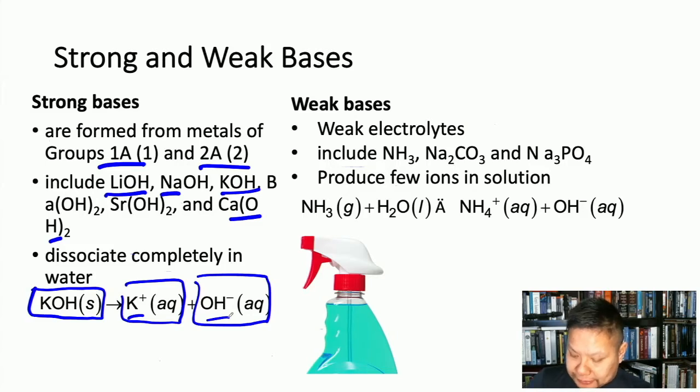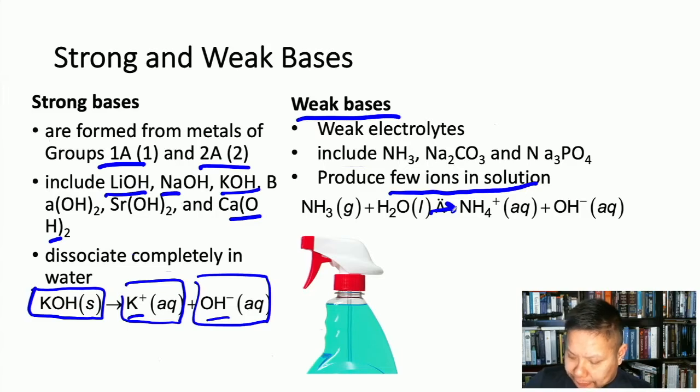Well, weak bases are very similar to weak acids. They're very weak electrolytes, right? And they produce very few ions in solution. They mostly stay together instead of becoming their constituent ions. And again, that should be an arrow there. I don't know why it turned into an A with two dots on top of it.